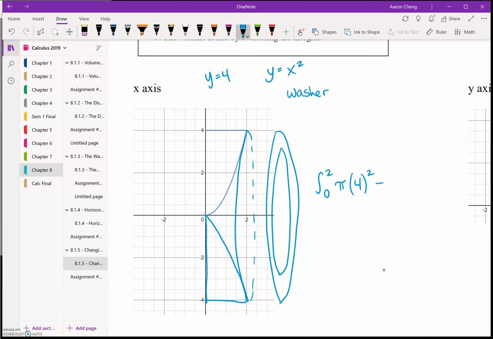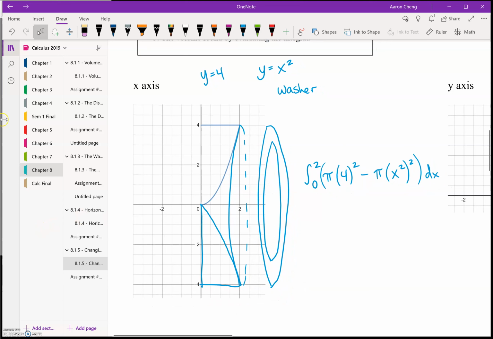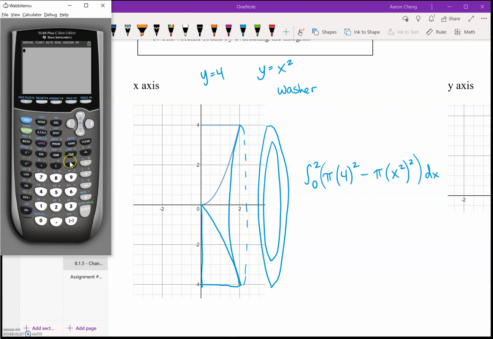And we're going to subtract our inner one, and our inner one is going to be y equals x squared. So that's going to be pi x squared squared, all of this dx. Now, as a reminder, I'm going to go ahead and show you how to evaluate this integral by typing into your calculator. But after this, I'm going to expect that you know how to do this.